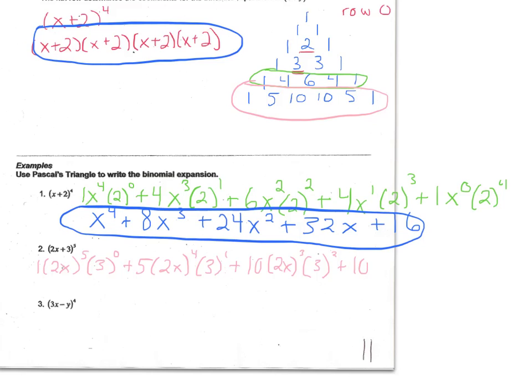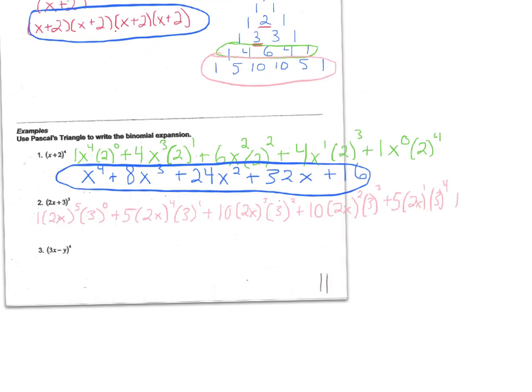plus another 10 times 2x squared 3 to the 3rd plus 5 times 2x to the 1st times 3 to the 4th, and I ran out of room, so I'm going to make this smaller, plus 1 times 2x to the 0 times 3 to the 5th. So now that I have it all expanded, I'm going to simplify, and for this particular problem, we need to be very careful with our exponents.